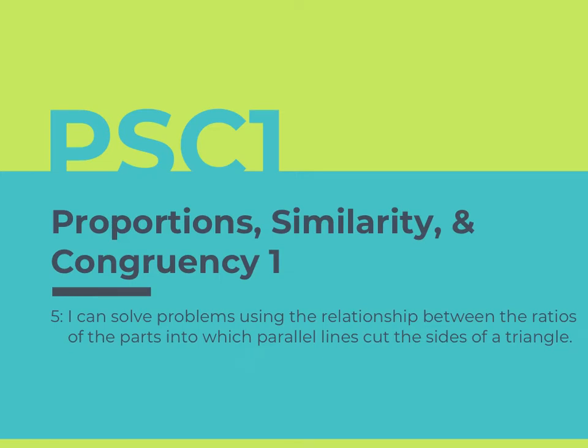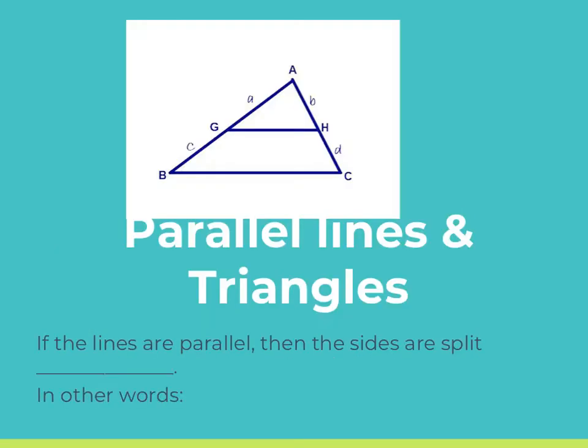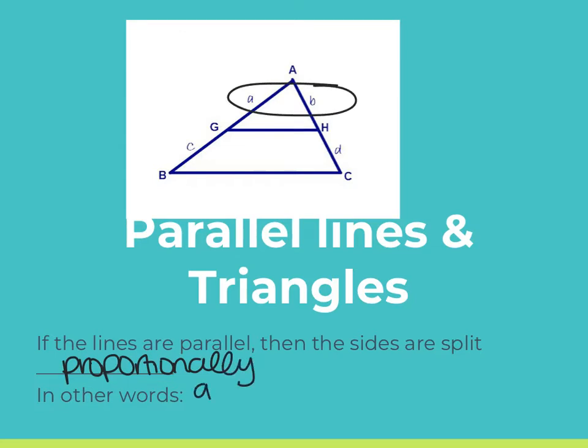PSC1-5 is actually going to be a bit of a shortcut for some of the problems you've been doing. So the idea on PSC1-5 is that parallel lines within triangles are going to split the sides proportionally. So in other words, I can say A over B has to equal C over D. And notice A and C are on the same side, B and D are on the same side.